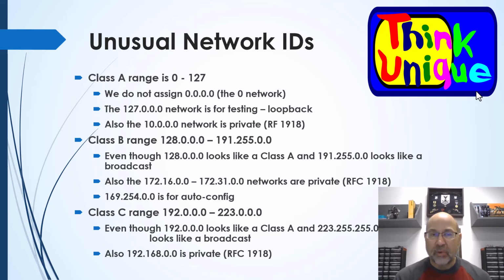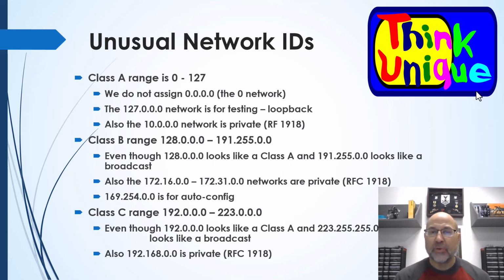So in Class A, we know the range is 0 to 127, but we do not assign 0.0.0.0 or the 0 network to anybody. And 127 anything, most commonly 127.0.0.1, is the loopback address. So we don't assign that network either. So that's why we say the range is actually from 1 to 126. And we also can't forget that there's the 10 net that's part of RFC 1918. So that is also carved out of that space, at least for public addresses.